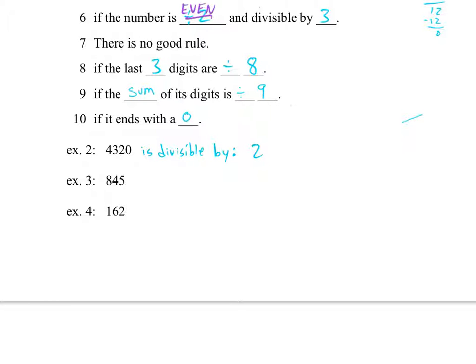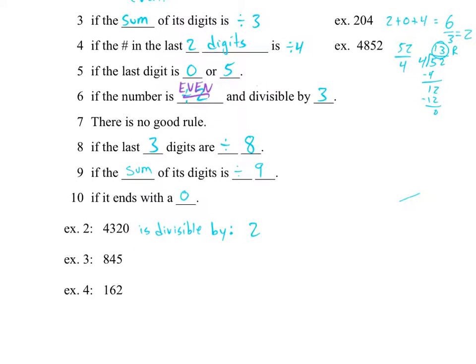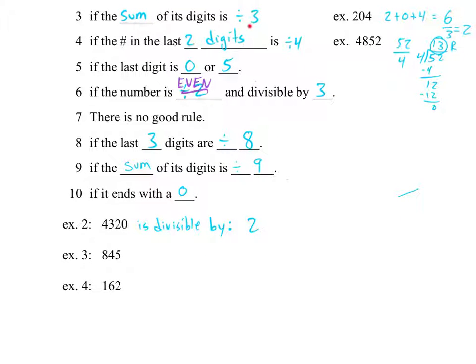How about 3? To figure out if 3 works, we do 4 plus 3 plus 2. So 4 plus 3 is 7, plus 2 is 9. Is 9 divisible by 3? Yes. Yep, so we're doing this rule here: if the sum of the digits is divisible by 3. So 3 works.